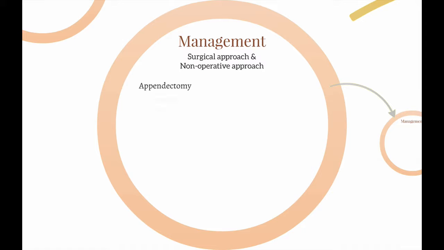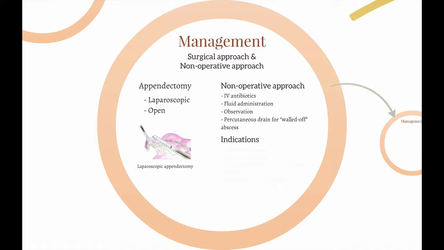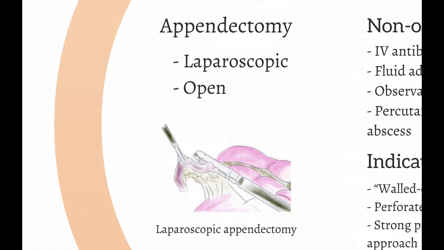Appendectomy is the main treatment for appendicitis. It can either be laparoscopic or open. Both methods have advantages and obstacles, but a laparoscopic approach has become the preferred method at most centers. If a normal appendix is found, the diagnosis must be reevaluated.